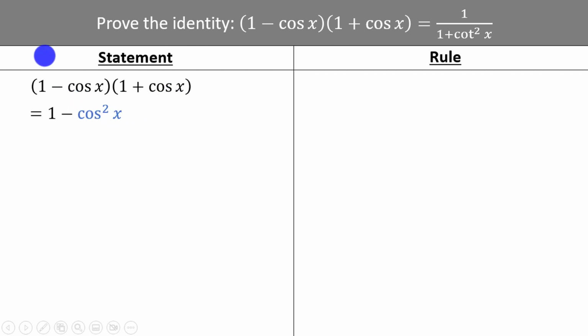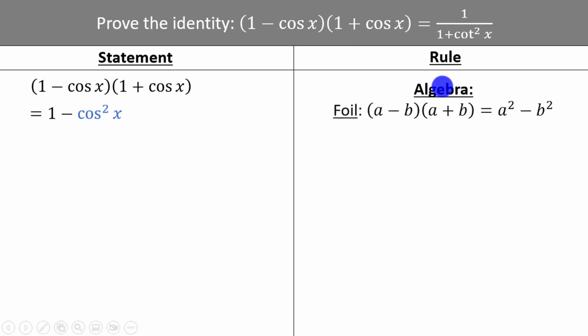The two middle terms would be 1 times cosine, which is cosine, and then 1 times negative cosine, which would be negative cosine. Those two terms would cancel, and we would just be left with 1 minus cosine squared. We justify this with algebra. We have the common rule that a minus b times a plus b is equal to a squared minus b squared.